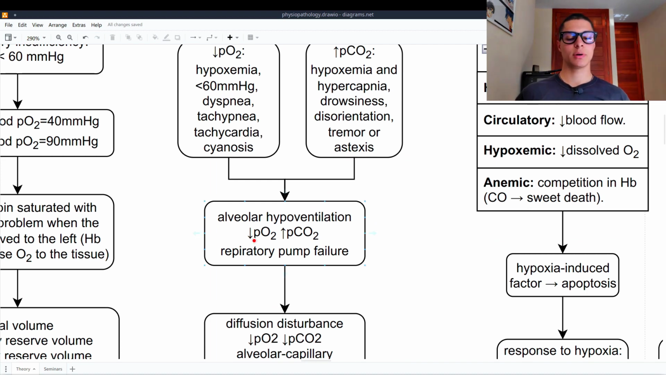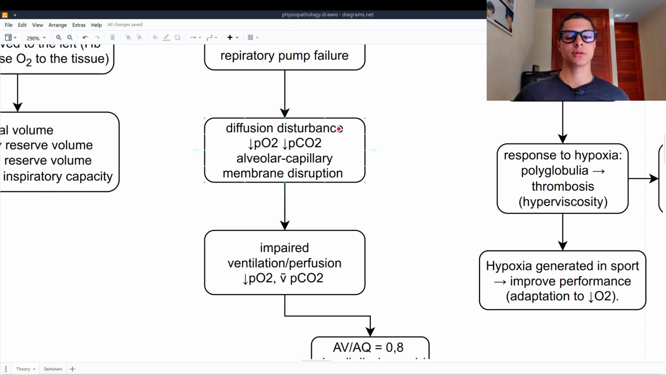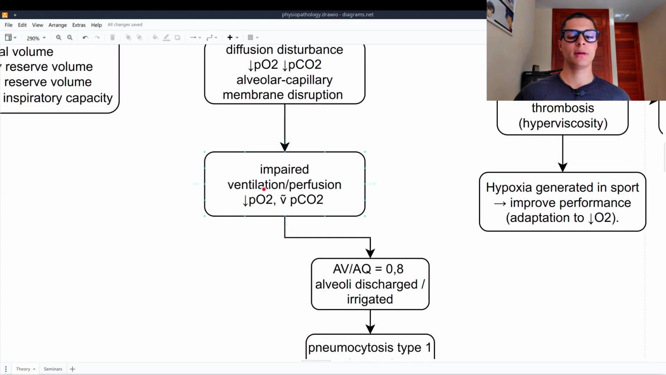Alveolar hypoventilation is when there is a low oxygen and high CO2, and this is because of a respiratory pump failure. Diffusion disturbance is when there is low oxygen and low CO2, and this has to do with alveolar capillary membrane disruption. And an impaired ventilation-perfusion is when there is a low oxygen and a variable CO2.